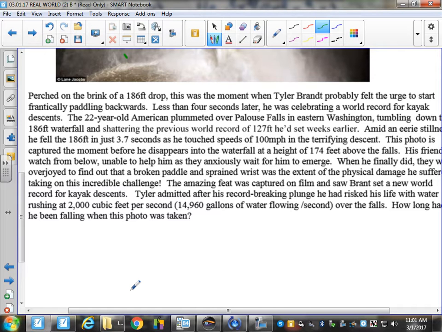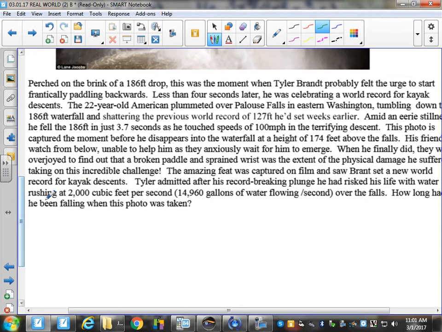So go back to your notes because I know some of you didn't do this. So I want to go over it with you. So what did we decide? What type of problem is this? Velocity or falling objects? Falling objects.